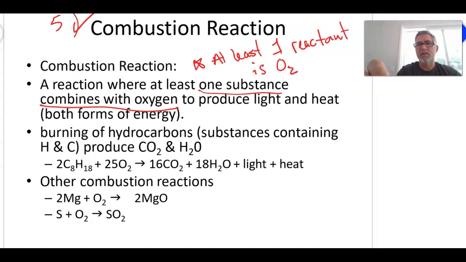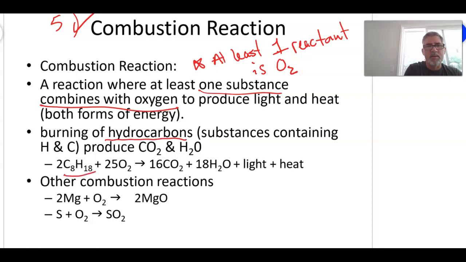If one of the reactants is O2, it might be a combustion. So if I had H2 plus O2 makes water, that's not a combustion because I don't get heat and light out of it. I just get water. Really, most often it occurs with a hydrocarbon. Burning of hydrocarbons is most common.